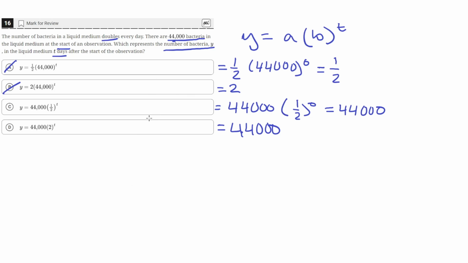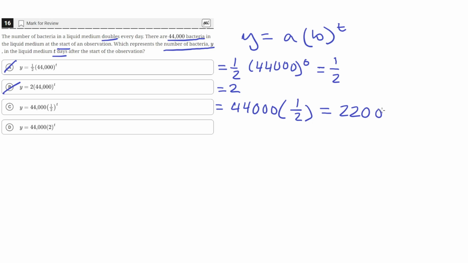So if we plug in time t equals 1, we get 44,000 times 1/2, because 1/2 raised to the first power is just 1/2, and this will give us 22,000, which is incorrect because the number of bacteria was supposed to double, not half.